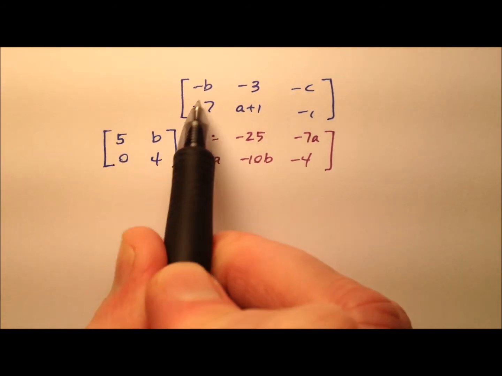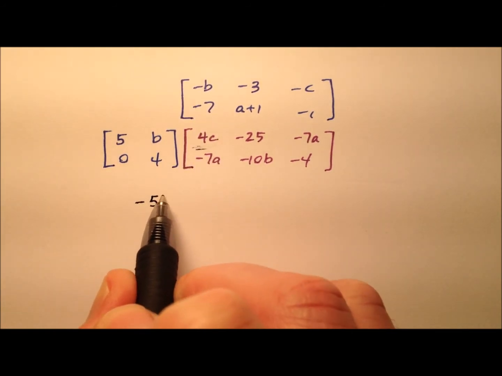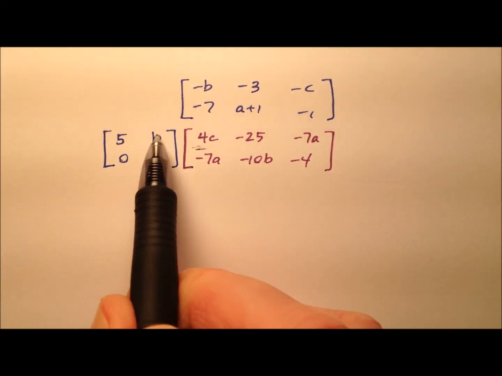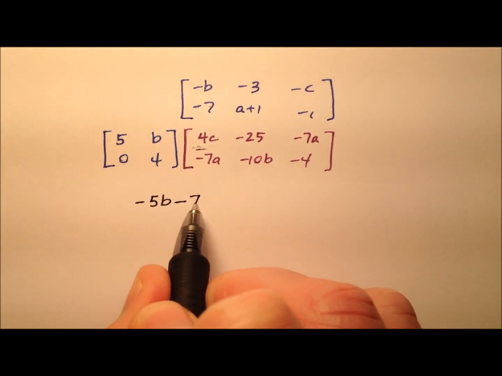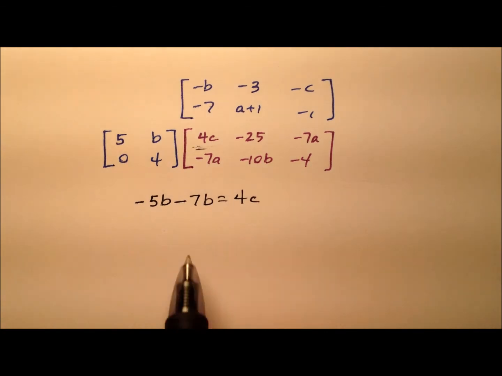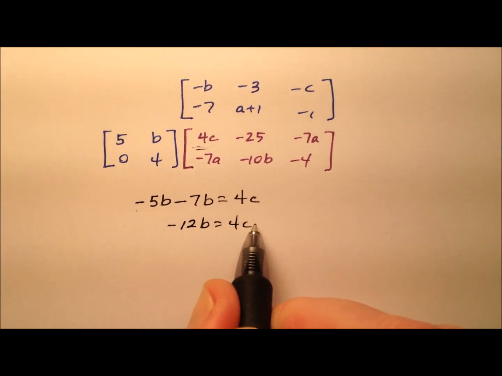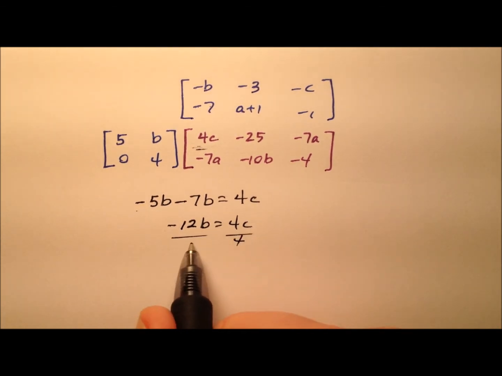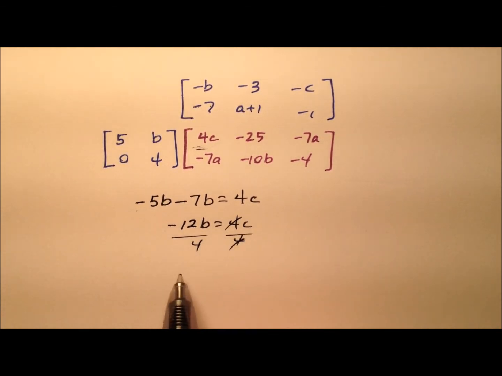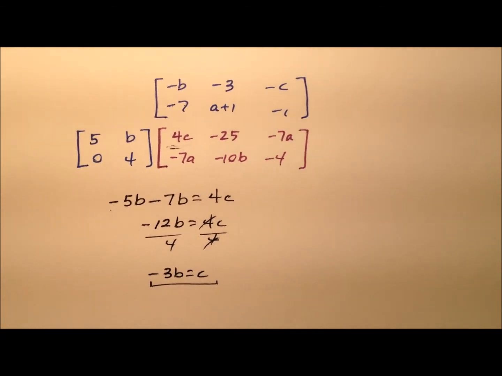So we're coming across this row, down this column. So 5 times negative b is negative 5b. And then we have b times negative 7, so minus 7b. And we're going to say that equals 4c. Well, I can clean that up a little bit. Negative 12b equals 4c. So I could do a quick division by 4, and it looks like negative 3b equals c. I could use that for substitution perhaps later on.